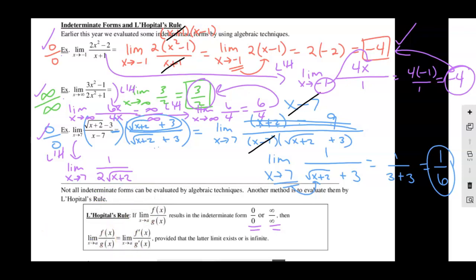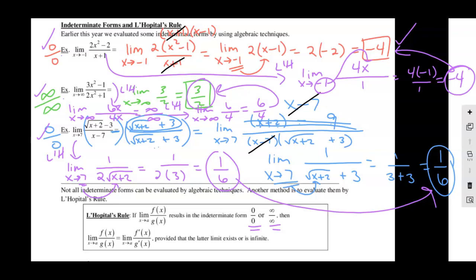But I took the derivative on the top, took the derivative on the bottom, and now let's see if I evaluate, right? If I then took the 7 and plugged it in, 7 plus 2 would be 9. Square root of 9 is 3. 2 times 3, we get 1/6. And does that match the thing that we had gotten earlier? Yes.